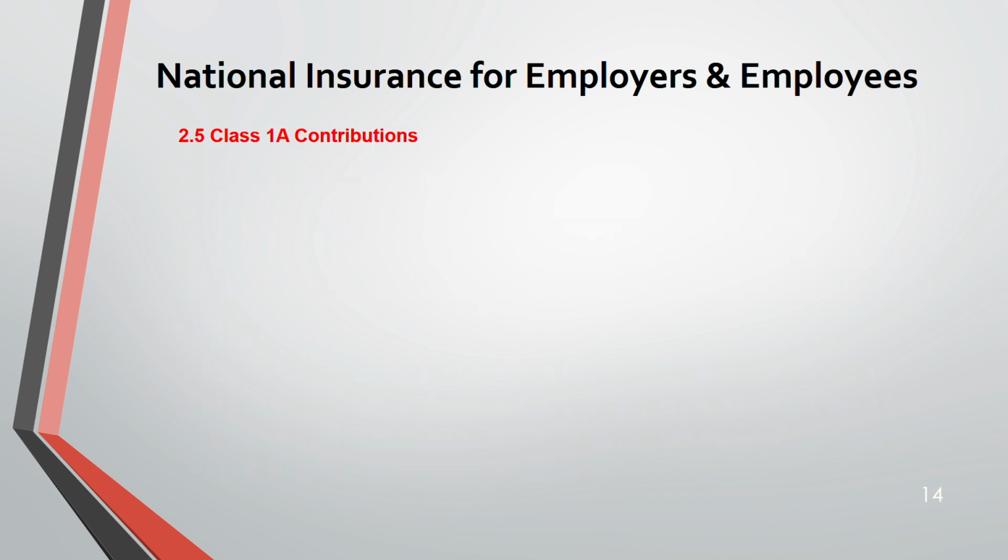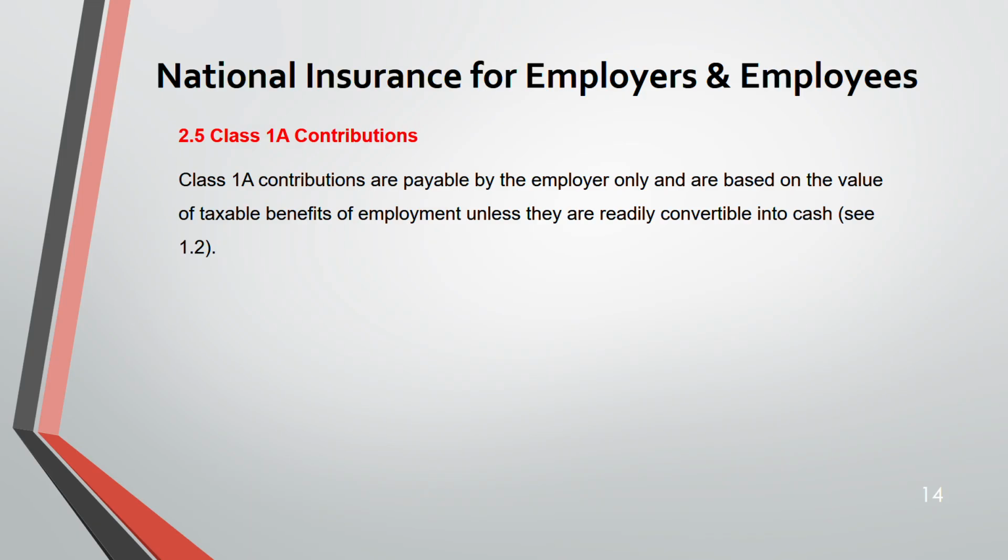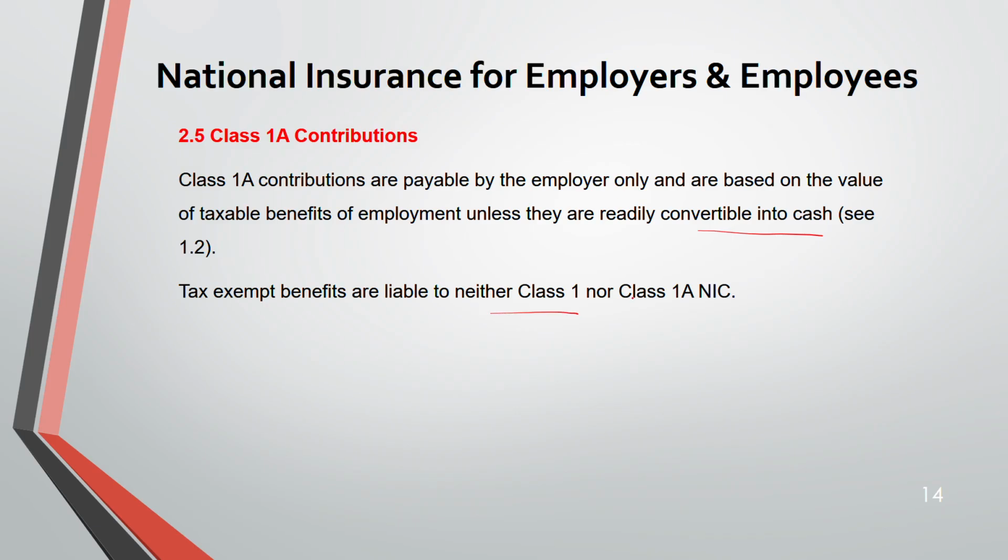Now, class 1A. This is paid on your benefits. All the benefits that we have studied: accommodation, fuel, car, van, beneficial loan interest, all those things take class 1A. So this is paid by the employer only, based on your taxable benefits, unless they are readily convertible into cash. Remember, if you can readily convert it into cash, it does not come under 1A, it goes under class 1. We have covered this in 1.2. If a benefit is tax exempt, then no class 1 or class 1A NIC. It is exempt from NIC also.